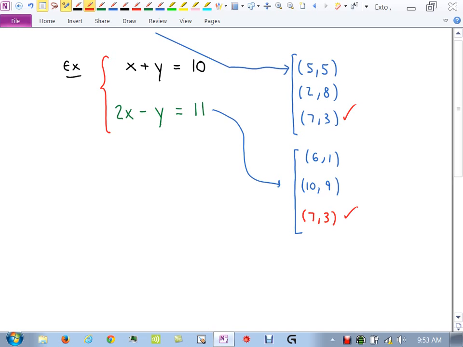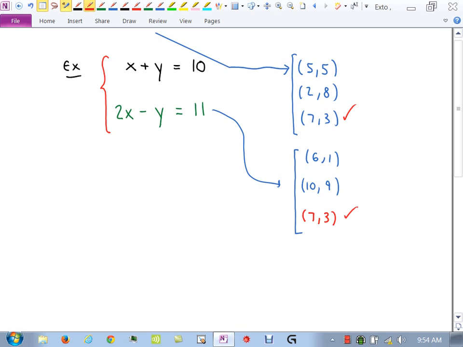Notice that 7 and 3 work for both, doesn't it? The question for us, what we have to do now, today, is resolve a method of finding that 7-3 without just guessing. Because guessing might work once or twice, but on a test, there's no way you'll be able to guess the answers. So what we need is a process to do this.